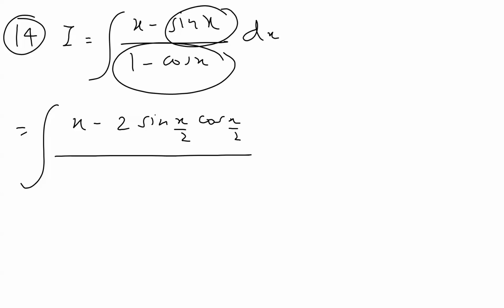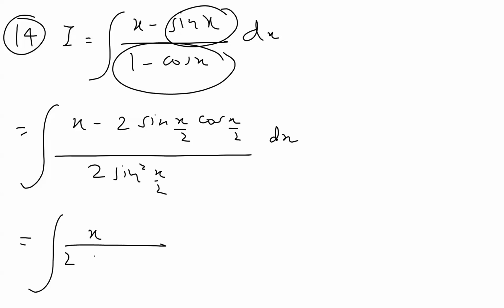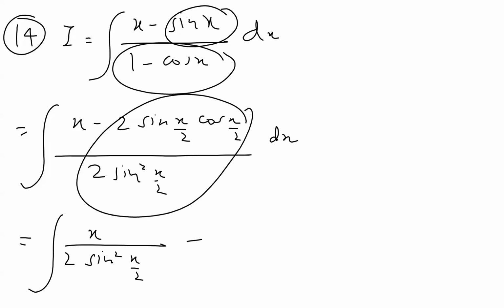And 1 minus cos x will become 2 sin square x by 2. Now split: x upon 2 sin square x by 2 minus this. So 2 gone, sin gone, so it will be cot x by 2. Right, so this is how we solve by splitting.